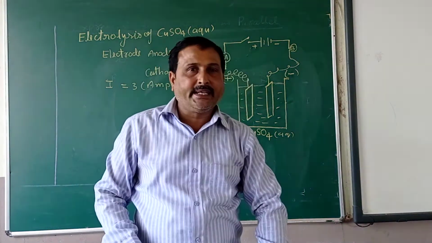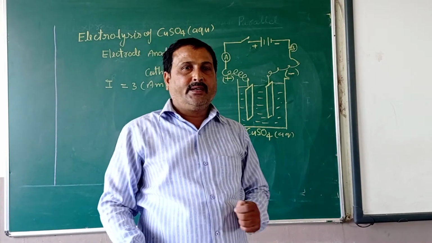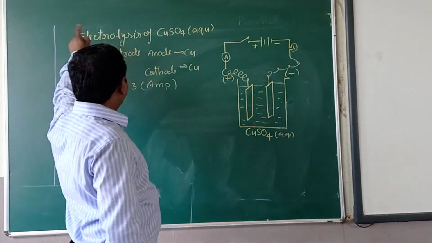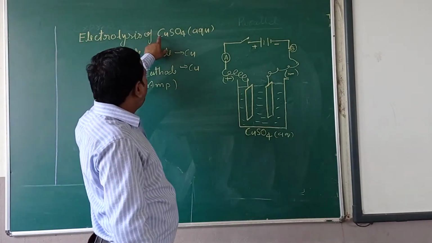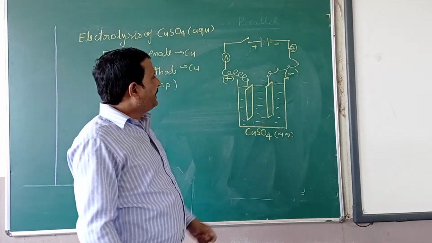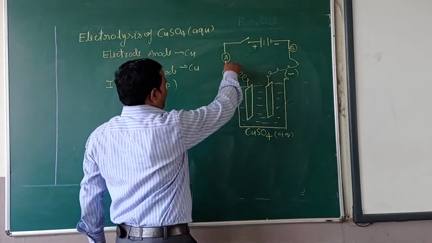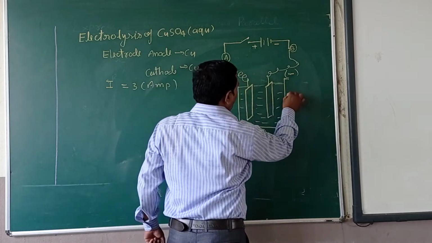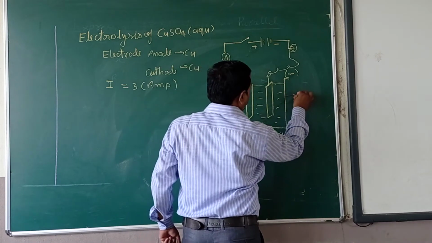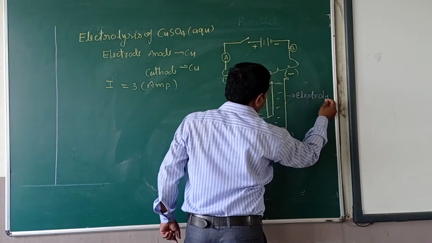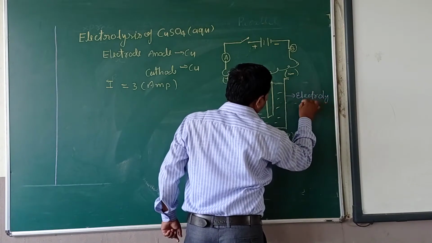I was explaining electrolysis. Now, in the electrolysis chapter, the next topic is electrolysis of aqueous copper(II) sulfate. See that I have made a setup here. You know that this is an electrolytic cell.